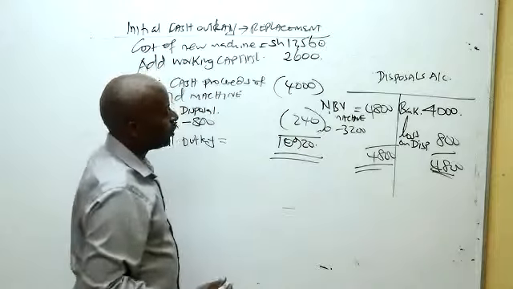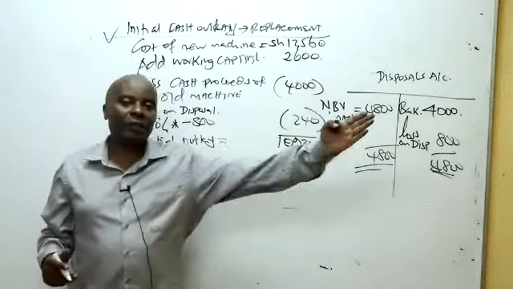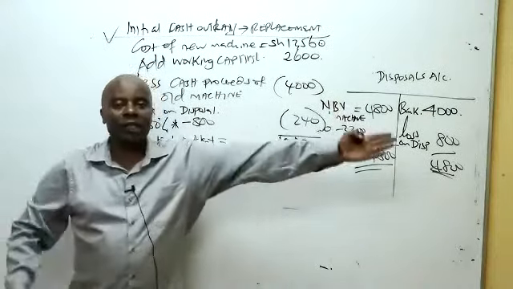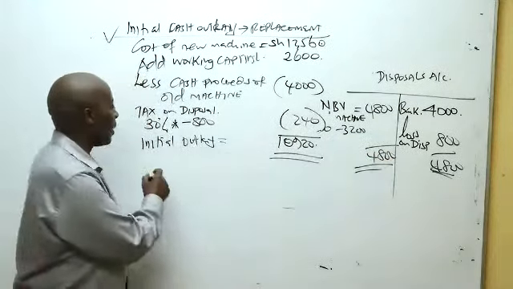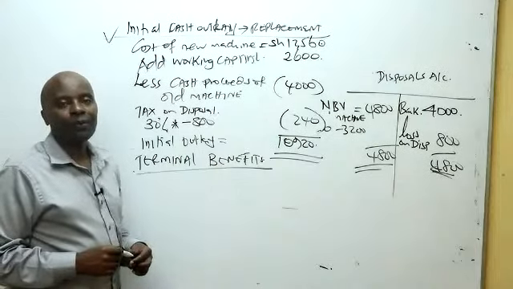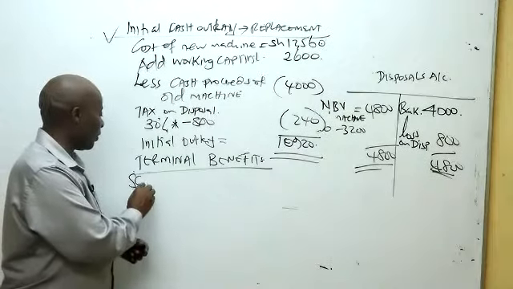Thank you very much. Now, having gotten this initial outlay, I told you three things: cash flow at the beginning, cash flow at the end, and then cash flow in between. So we've gotten cash flow at the beginning. Let's get cash flow at the end. Cash flow at the end, we normally call that the terminal benefits. So the first terminal benefit is the scrap value.